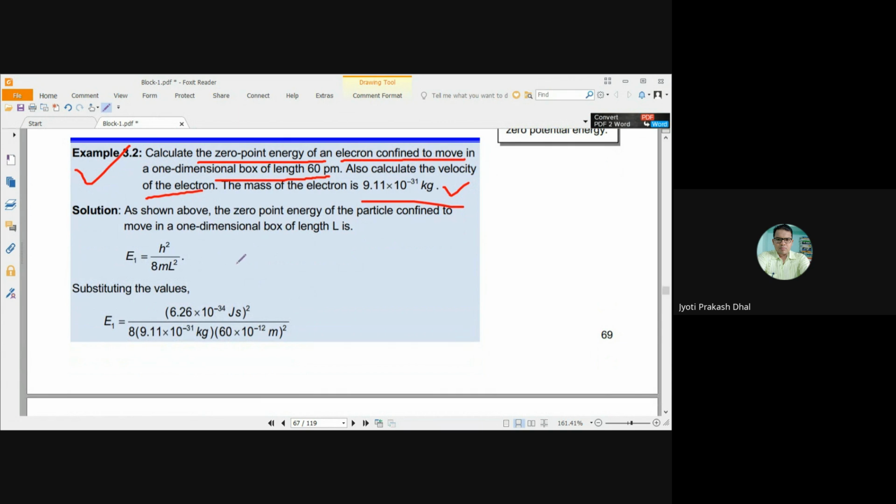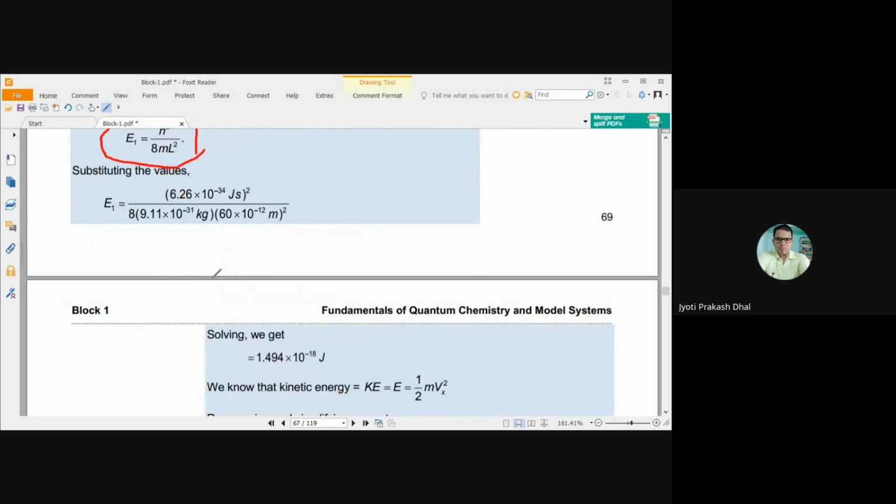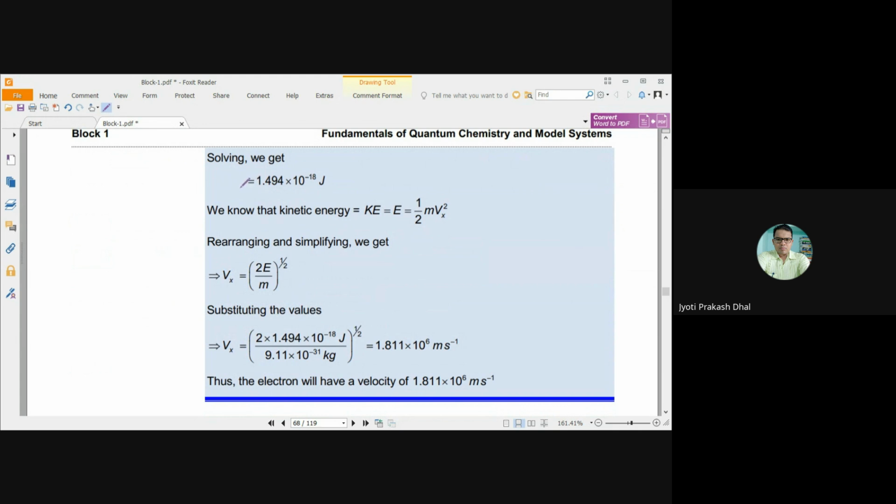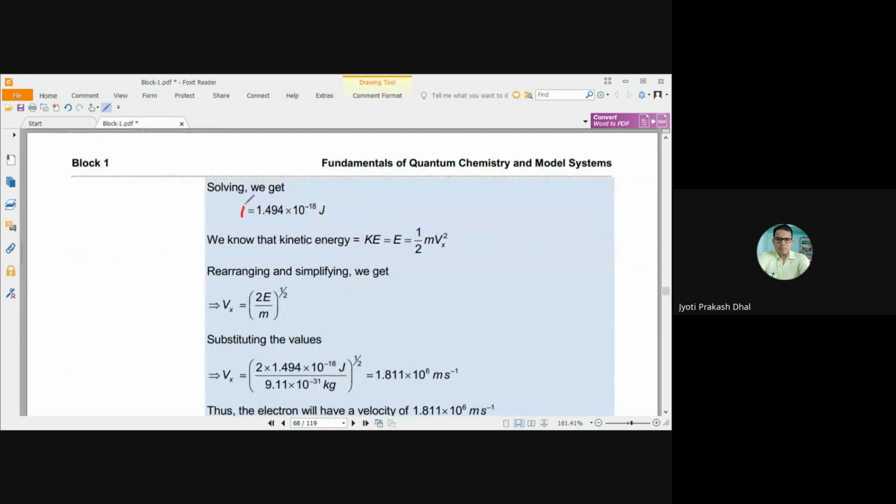Here the zero point energy for the particle confined to move in a one-dimensional box of length L is E1 equals h square by 8 m L square. Substituting these values, E1 equals 6.26 into 10 to the power minus 34 joule second whole square. So here we are putting the value of h, divided by 8 into the mass of the electron and the length given in the question. Solving, we can write E1 equals 1.494 into 10 to the power minus 18 joule.